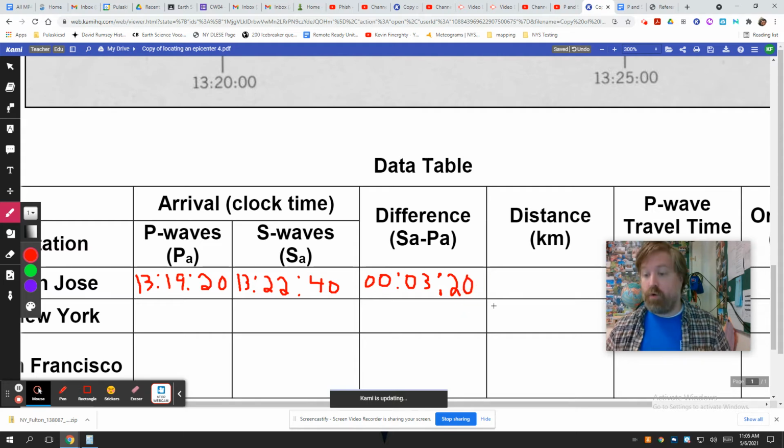Okay, so now we got it. 3 minutes and 20 seconds separation in between those two. This is where you're going to have to figure out how to do that on the reference table that I've sent home. And this is where if you haven't watched those videos, you're dead meat. It's not going to work at all.